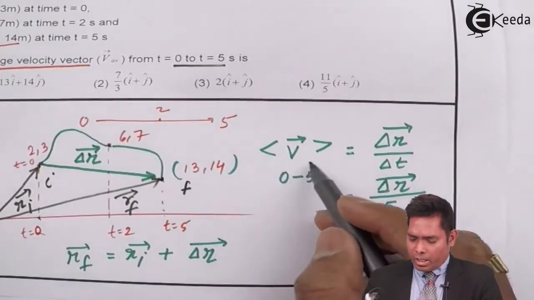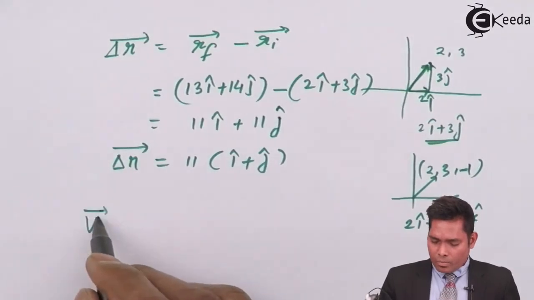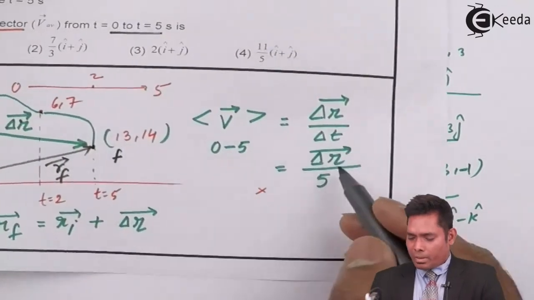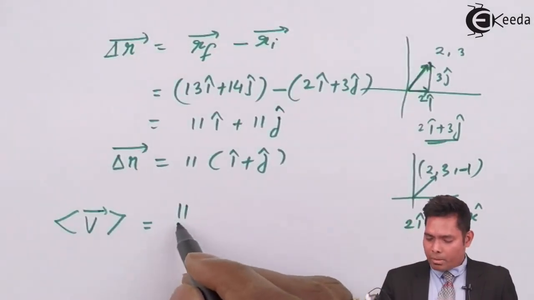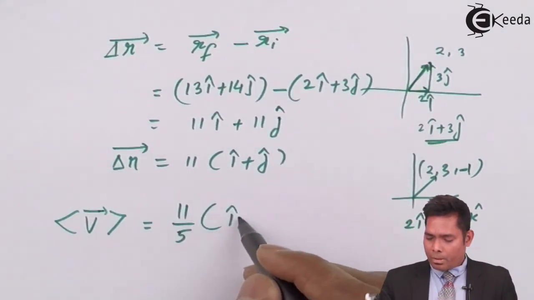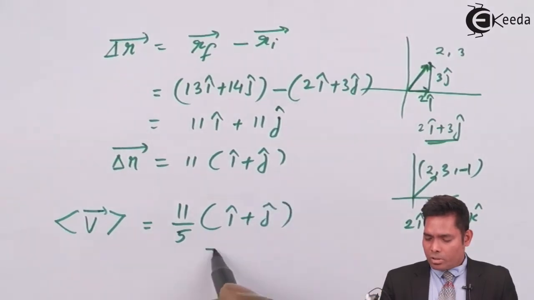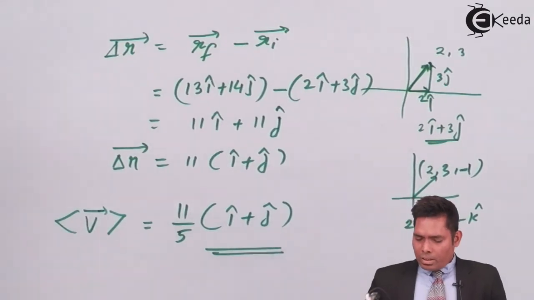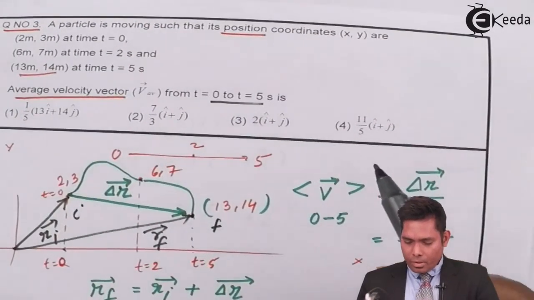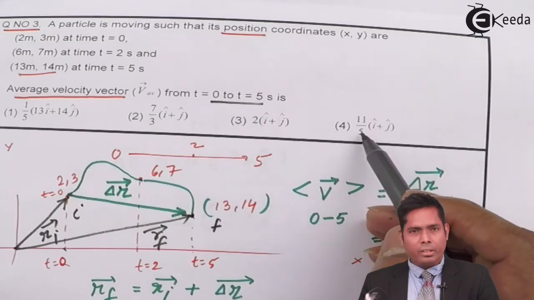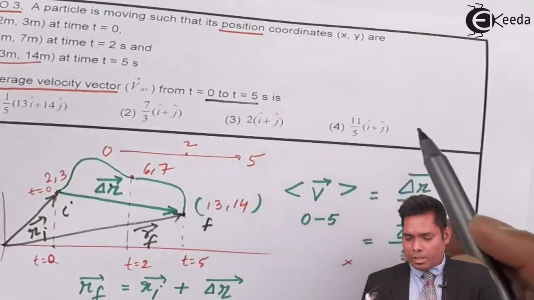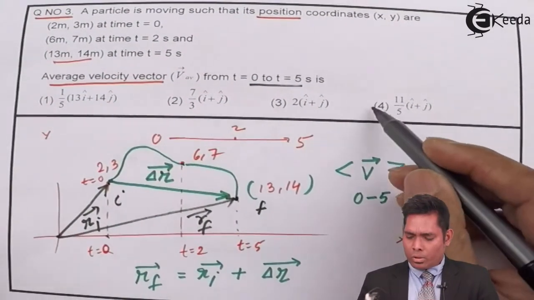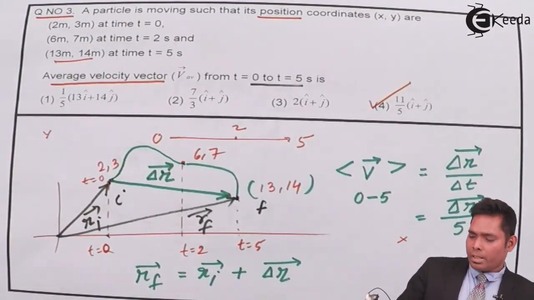Now you can see that the average velocity over the time interval 0 to 5 seconds is equal to the delta R vector divided by 5. So it is 11 by 5 i plus j. This should be the answer to this question. If I see the options, 11 over 5 i plus j is here, so this is the right answer. So for this question, the fourth option is correct.